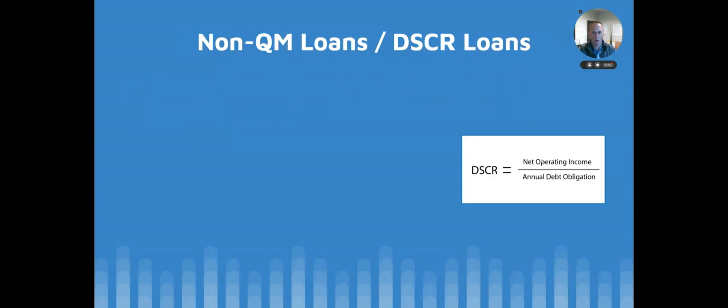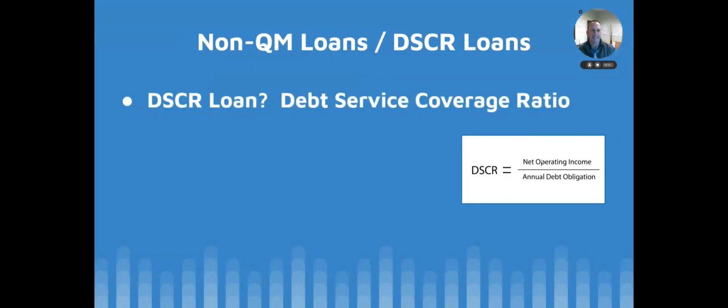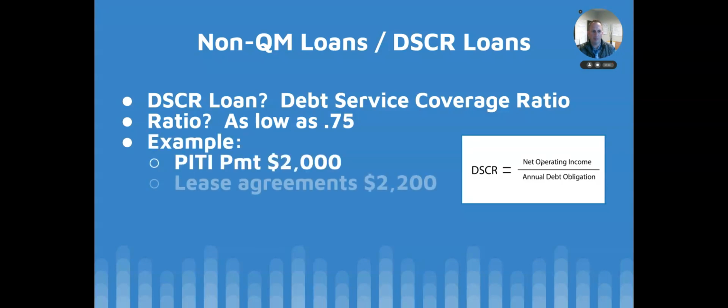All right. So let's talk about a DSCR loan, debt service coverage ratio. This is very common in the commercial loans area, but this now applies for investment properties or non-owner occupied loans, really where we use the debt service coverage ratio as the way of qualifying for the loan. What does this mean? How do we calculate it? Let me show you an example.